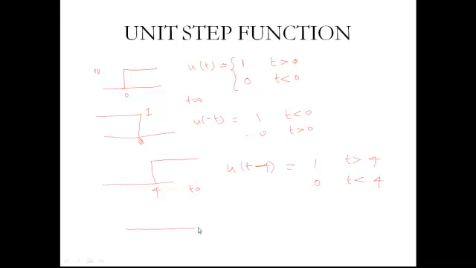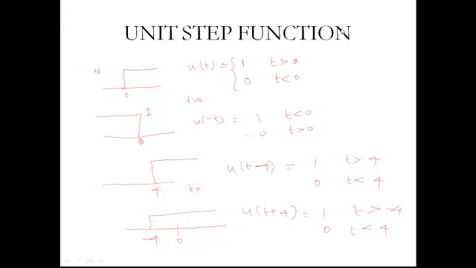And you can also have an advanced unit step, like this, at minus 4. Say, for example, it has already reached 0 and keeps going. So this can be written as u of t plus 4. It is advanced, equal to 1 for t greater than minus 4 and 0 for t lesser than minus 4. These are some of the forms of the unit step function. Generally, the unit step function is only this one: u of t equals 1 for t greater than 0, and 0 for t less than 0.